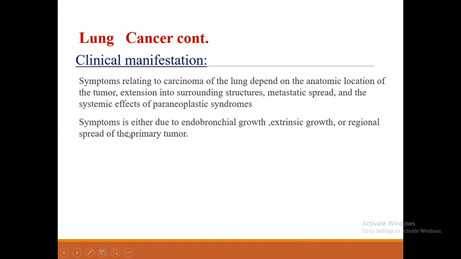Because inside the lung, the lung tissue doesn't have pain receptors, it doesn't cause any symptoms. Normally people seek medical attention when they have pain.